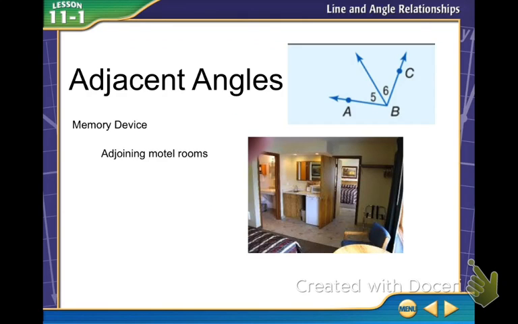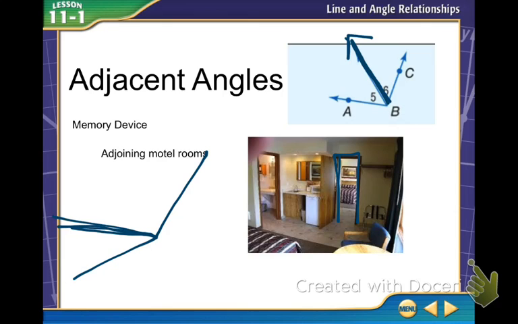Next up are adjacent angles. Adjacent angles simply means that they are next to each other. They share a common ray, so 5 and 6 here share this ray in between them. Kind of like adjoining rooms in motels. They share a common wall and they have a door that you can go between the two. Okay, so that's it. As long as they are sharing a common ray, we could say this angle 1 and angle 2 are adjacent. Complete your handout for adjacent angles.